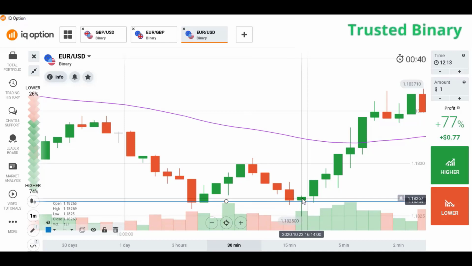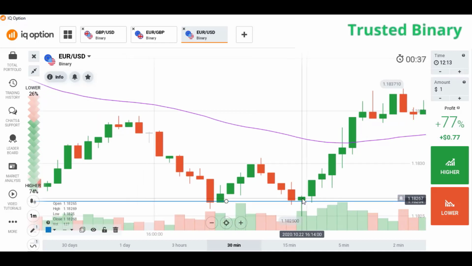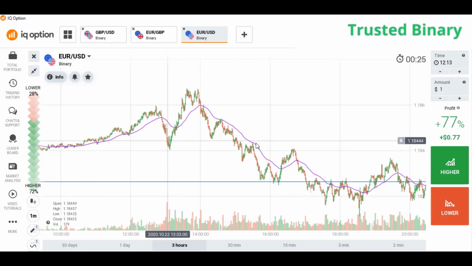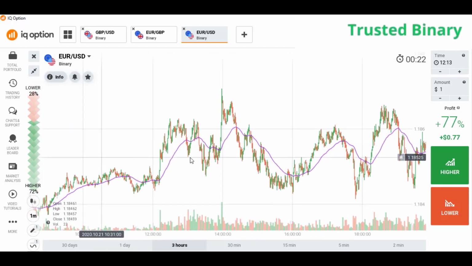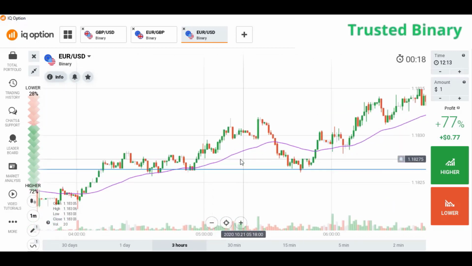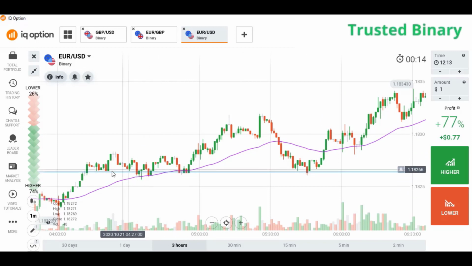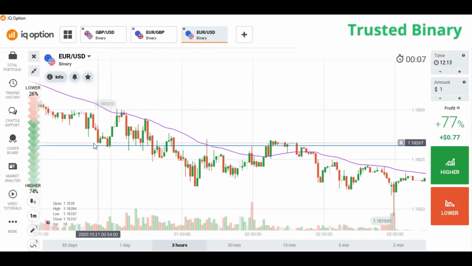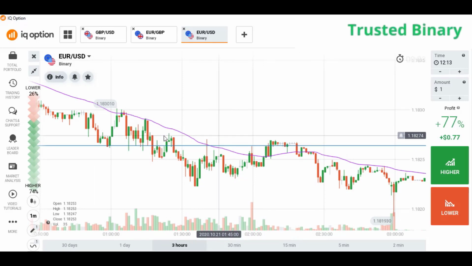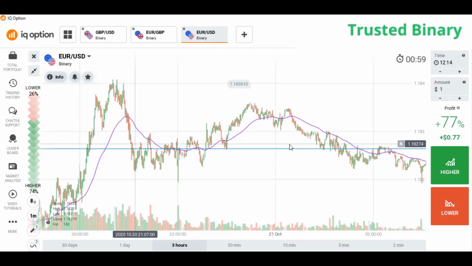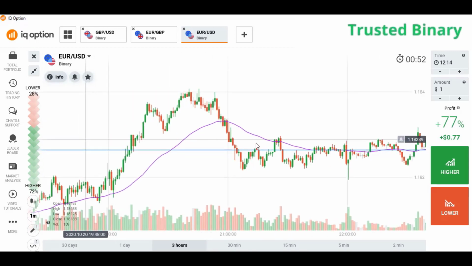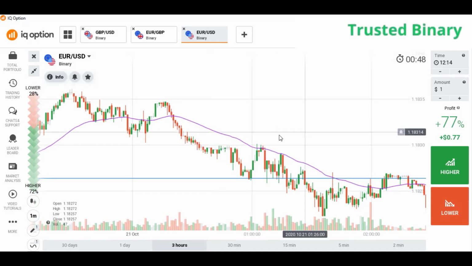candles. So we immediately check what this level is. Is this a strong level or a weak level? So I am checking the level first. Yes, this is support, resistance, support. So it's a very, very strong SNR level. This is a very, very strong SNR level. Support, resistance. So this is a strong SNR level.